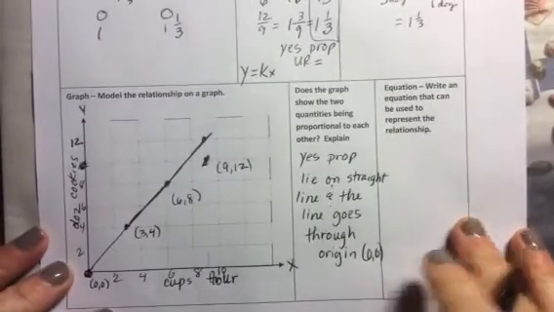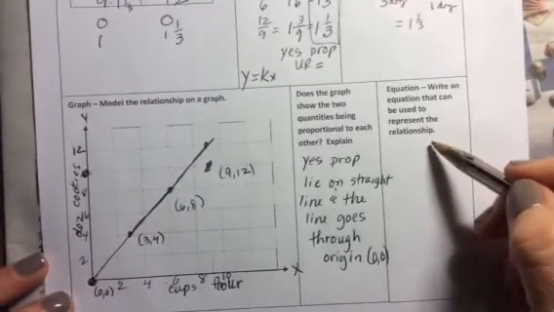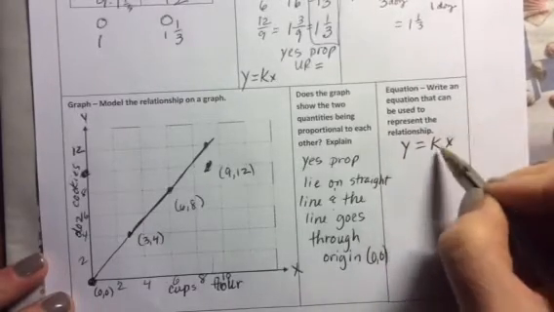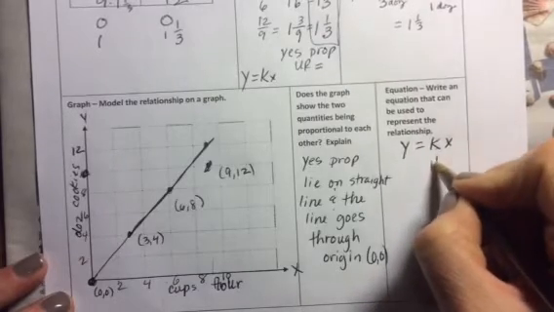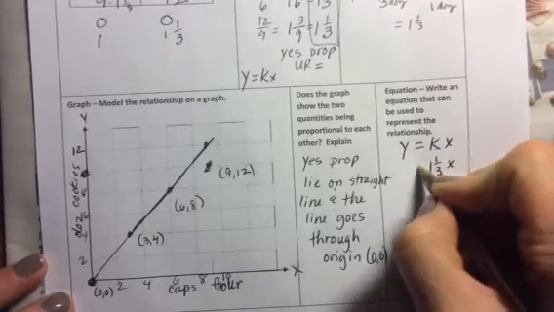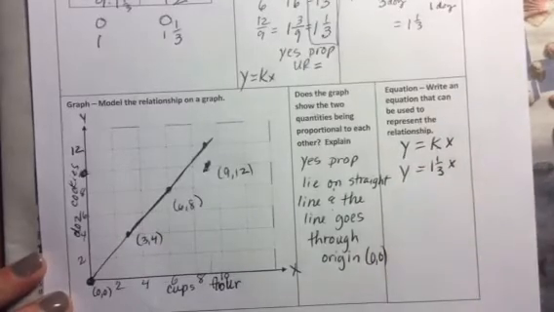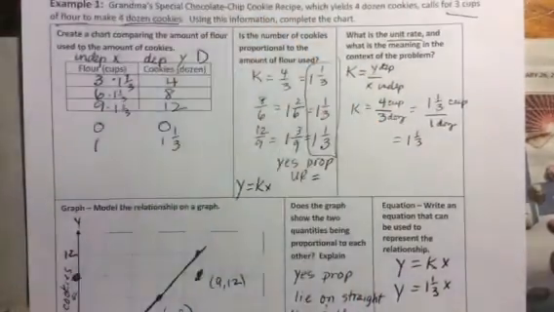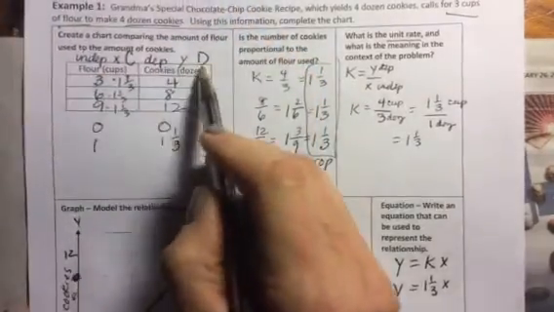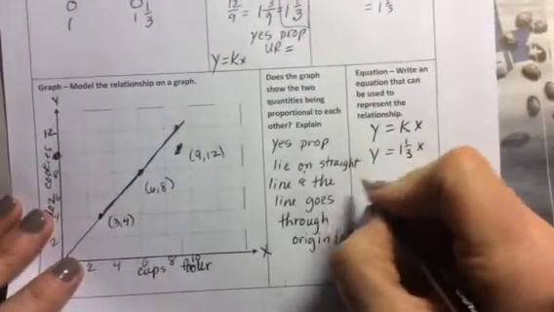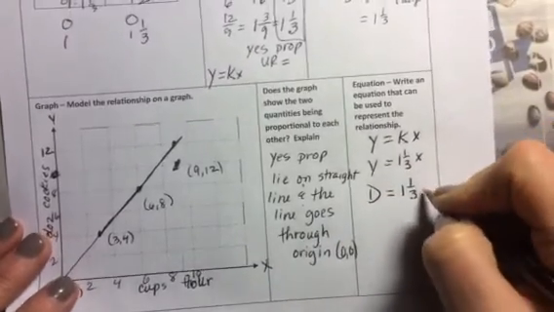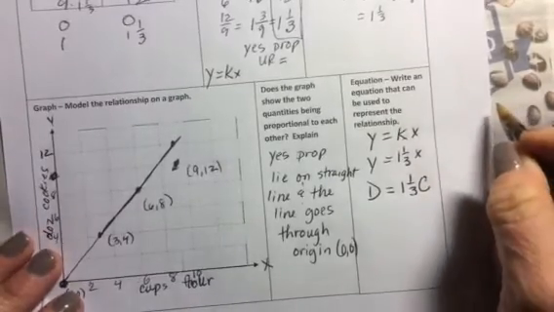All right, and then the last one: write an equation that can be used to represent the relationship. Well, we're going to say y is equal to k times x, and k is going to be 1 1/3. So 1 1/3 times x equals y. If we want to be more appropriate to the problem, instead of x and y, this could be d for dozen, and x could be c for cups, and y could be d. So if I say, how many dozen? There's my constant, and then this would be times the number of cups.